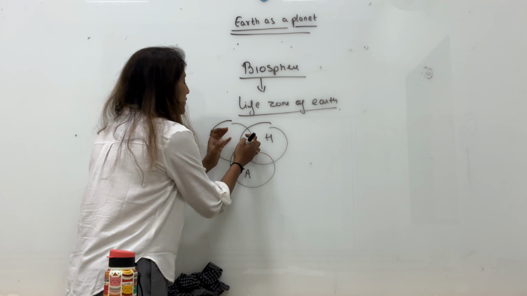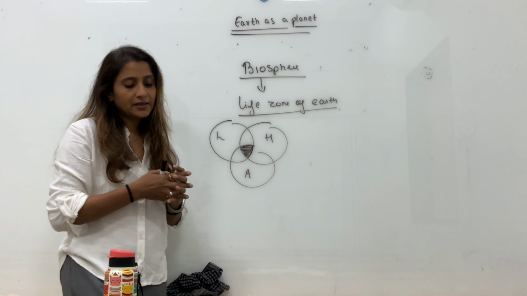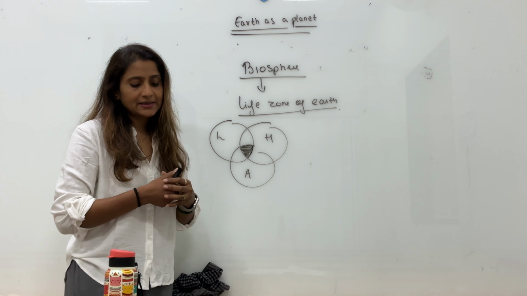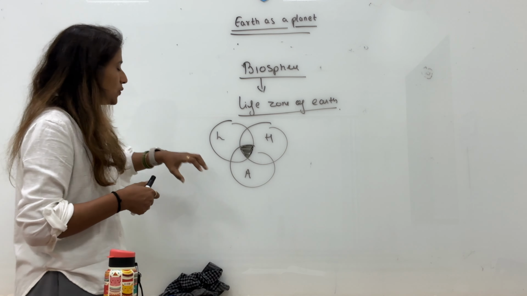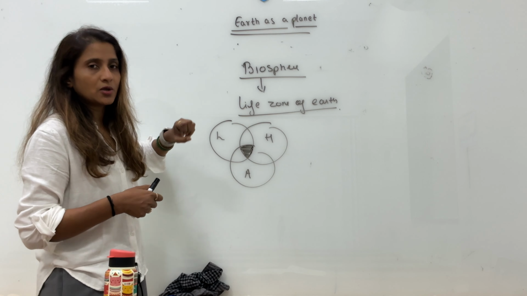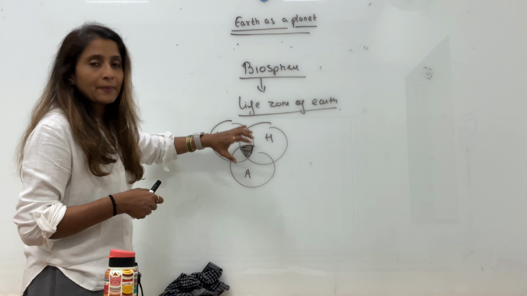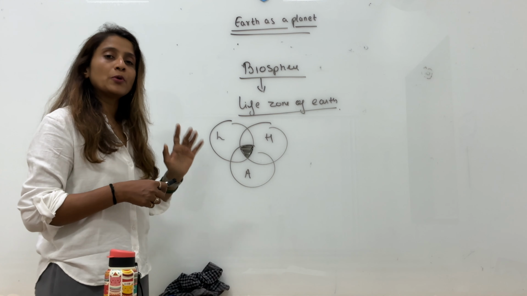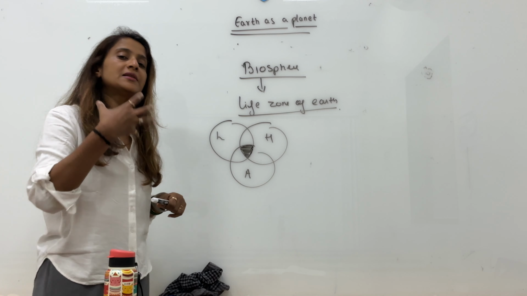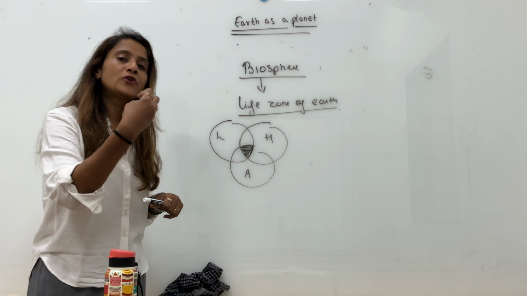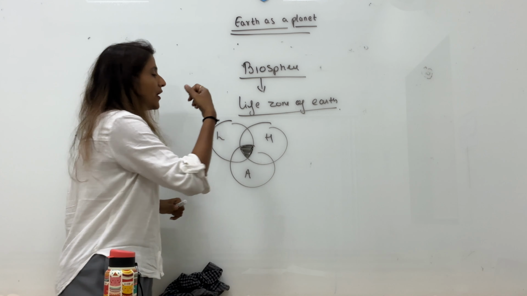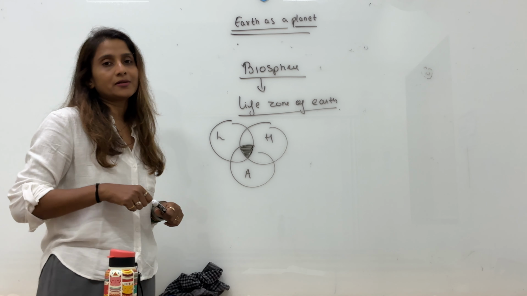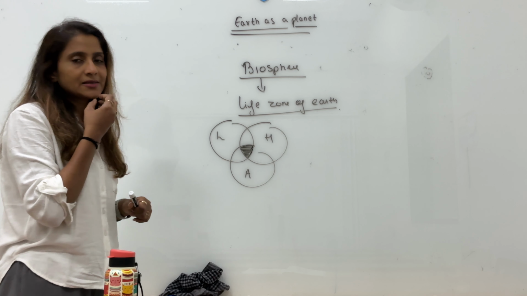So in this biosphere, you will find all the necessary conditions needed for life to exist. You will see light here, you will have heat here, you will have water here, you will have food, you will have habitats, everything will be found in this biosphere. That is why it supports life. All the conditions necessary for life to exist are found in the biosphere. And biosphere exists only on Earth.